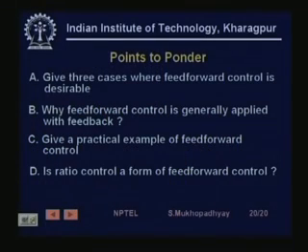So try to find out one example of your own, and see how the feed forward control is applied there. And finally, is ratio control a form of feed forward control, or is it a form of feedback control, or is it a mixture? Ponder over it. It could be called a feed forward control because it is sensing the disturbance, but at the same time there is also a feedback loop. So justify whether it's pure feed forward or feedback, or what sort of structure it is.